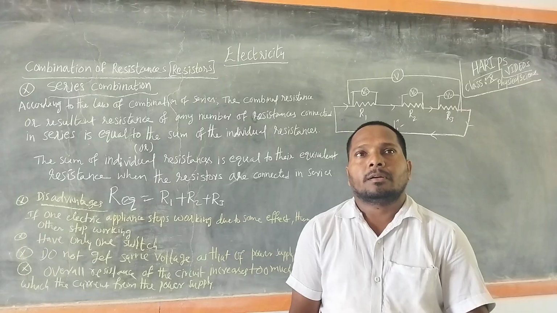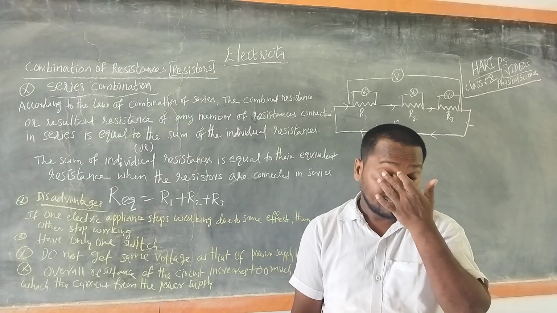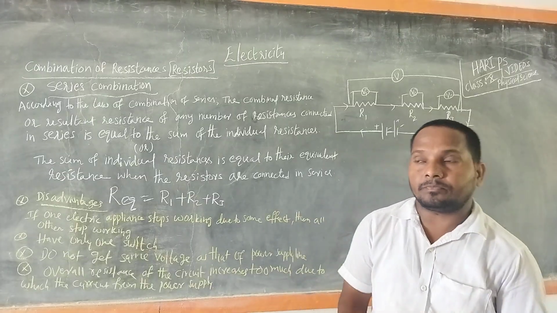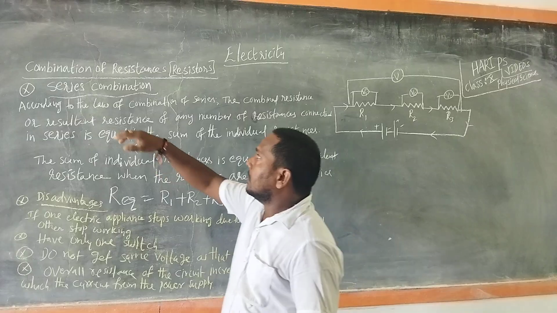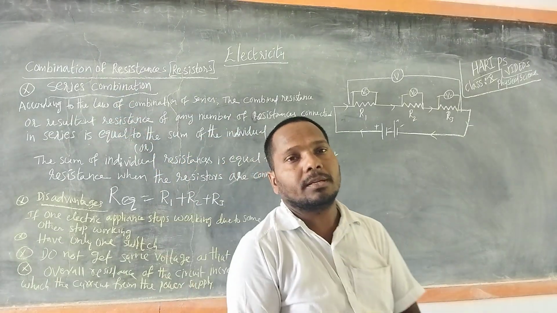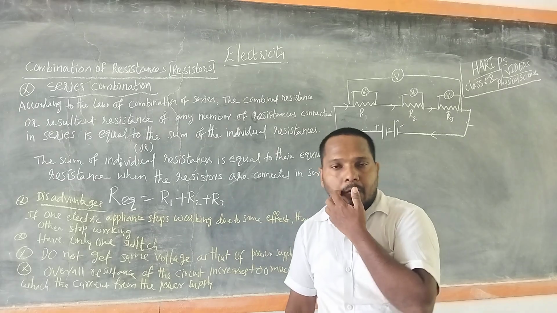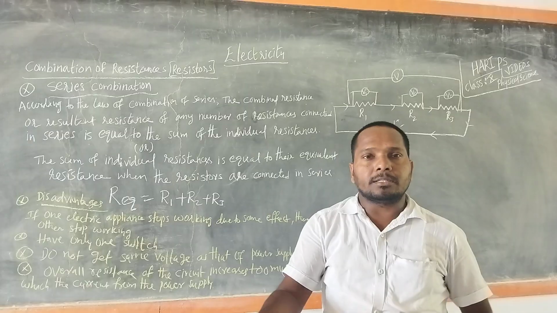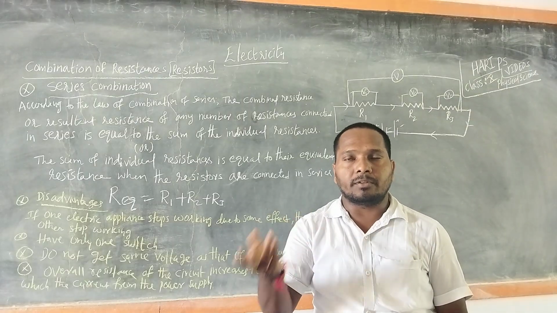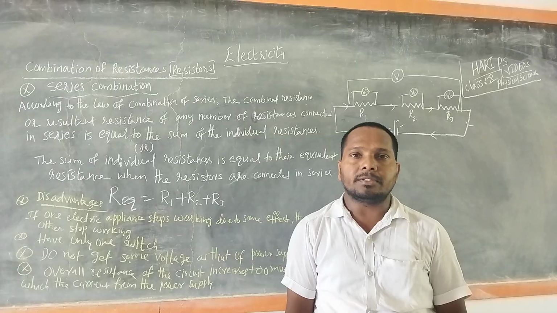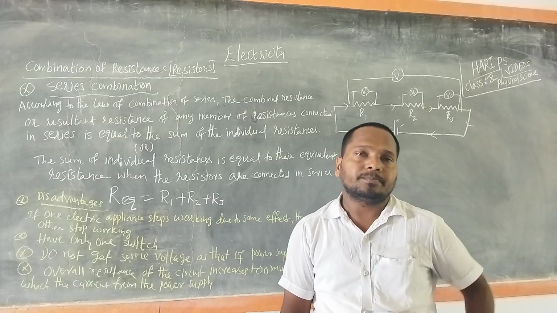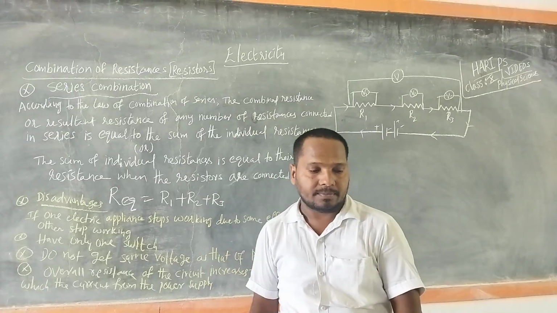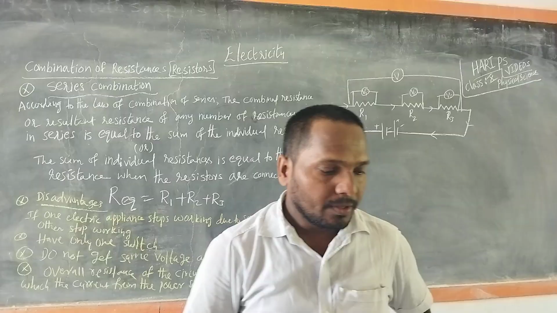So already we discussed some topics regarding the chapter Electricity. Today our topic is the combination of resistances or resistors. In previous sessions, we already discussed what is meant by resistance, the factors affecting resistance, resistivity, and conductivity. Today, the combination of resistance.